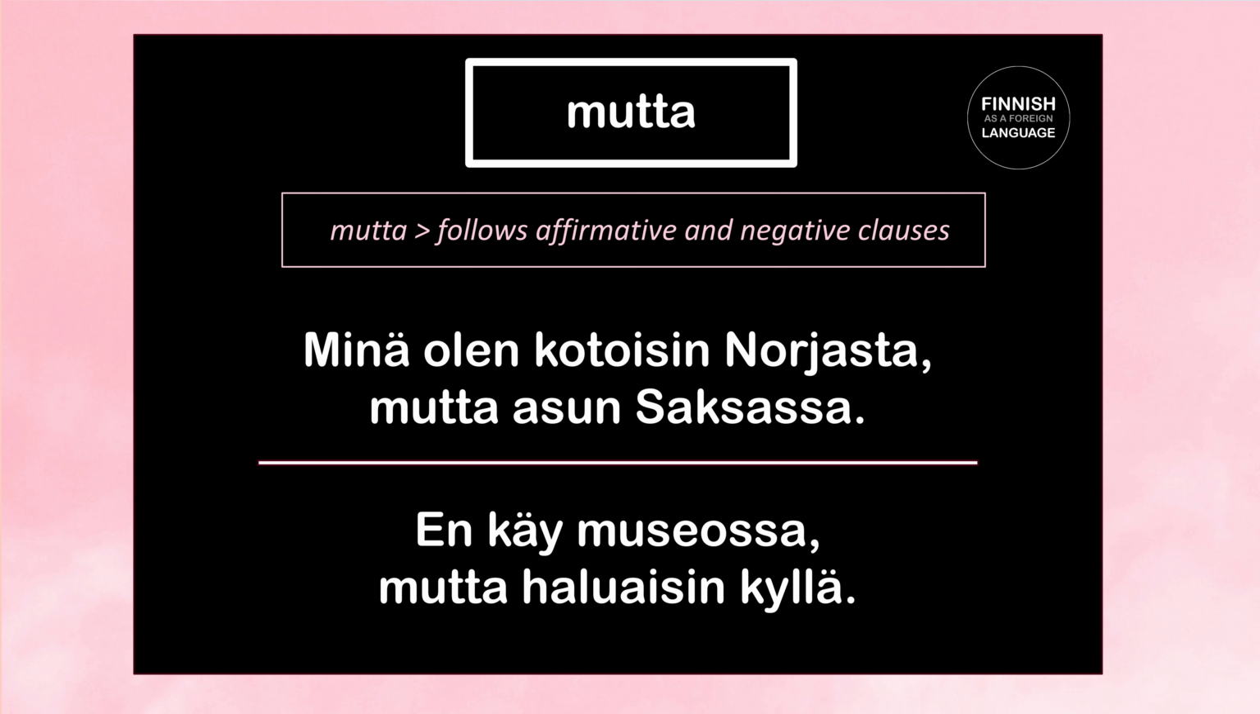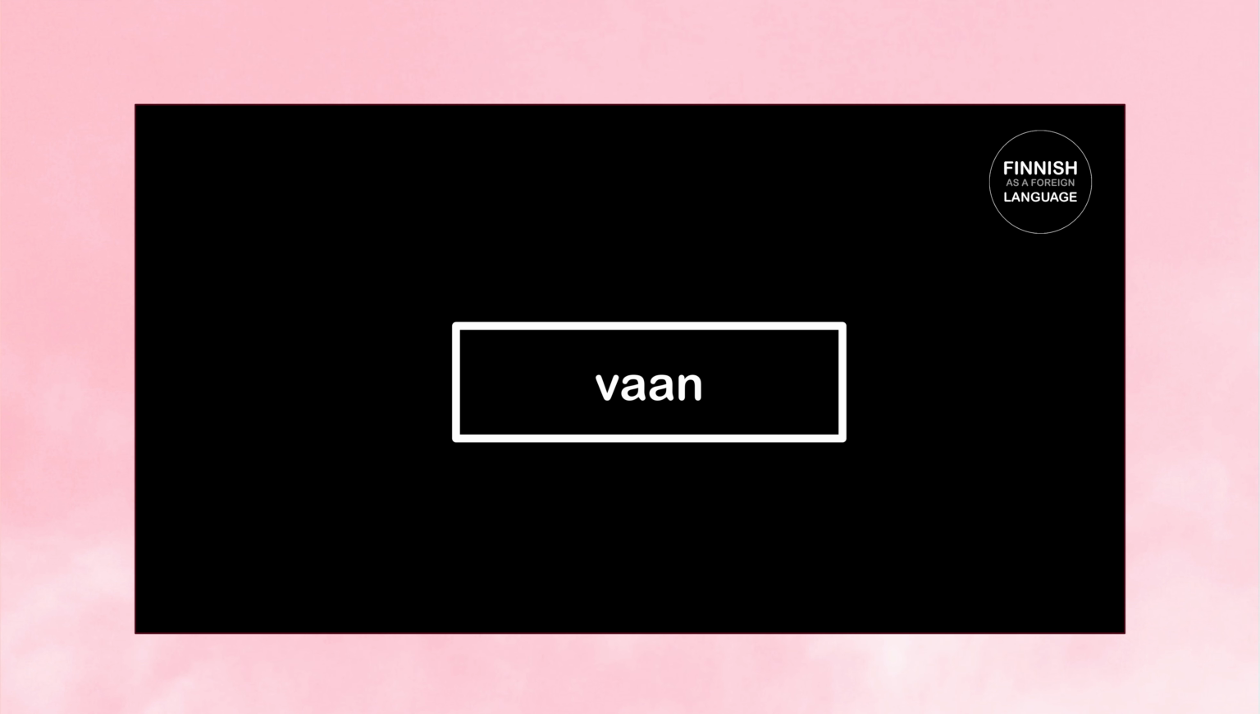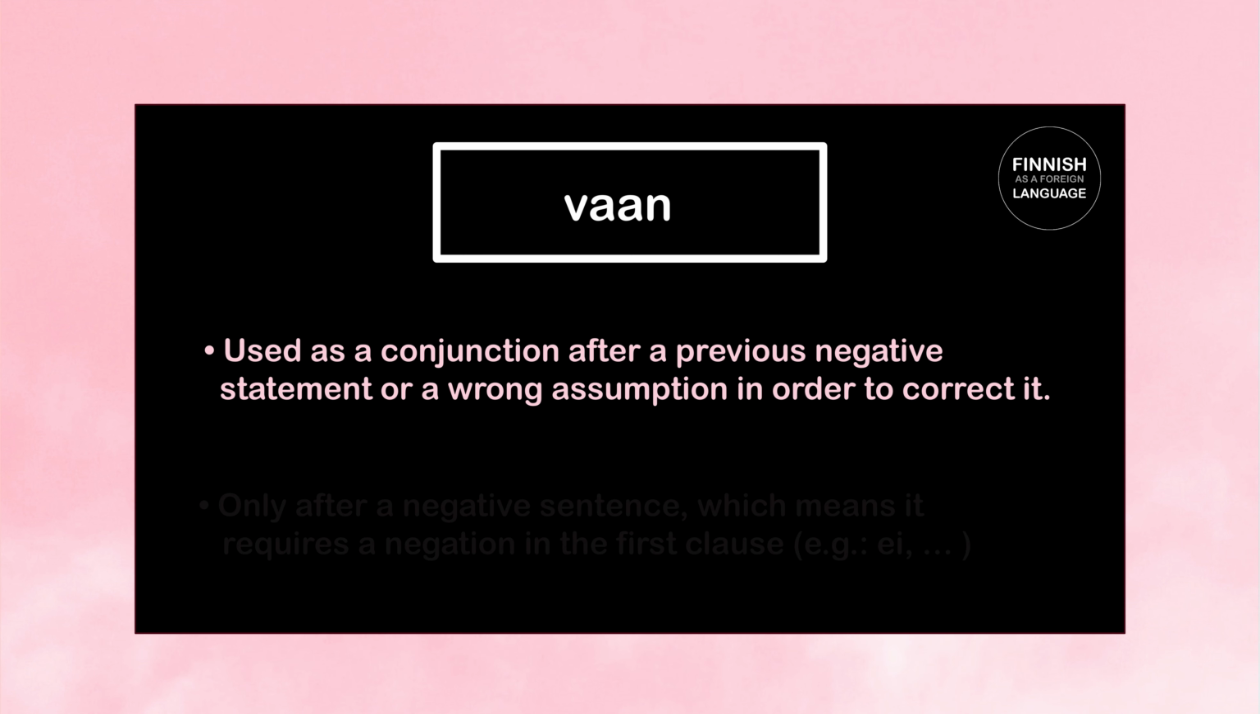Now let's take a closer look at the conjunction VAAN. The conjunction VAAN is used after a previous negative statement or after a wrong assumption in order to correct it.